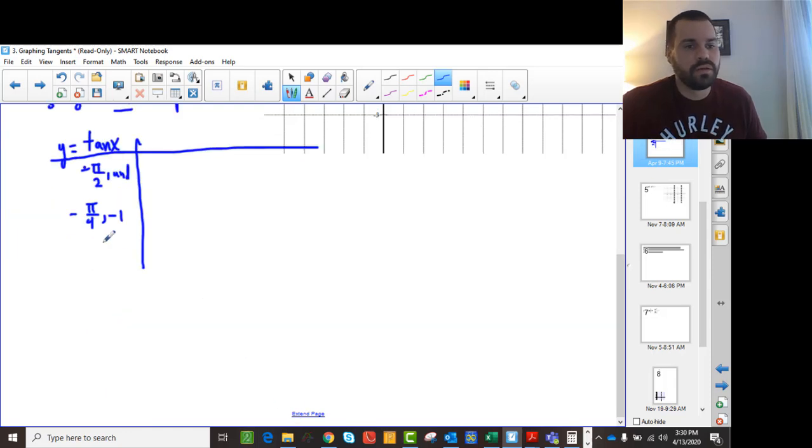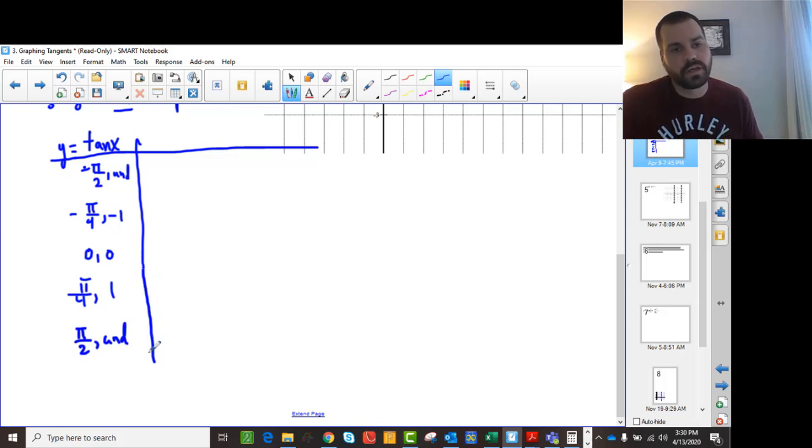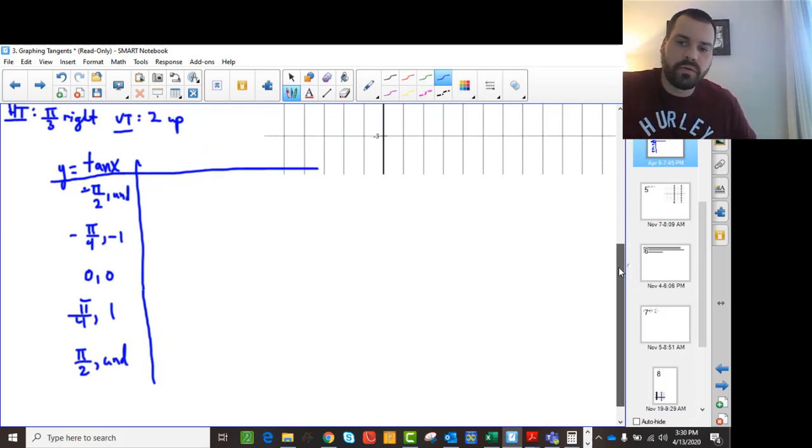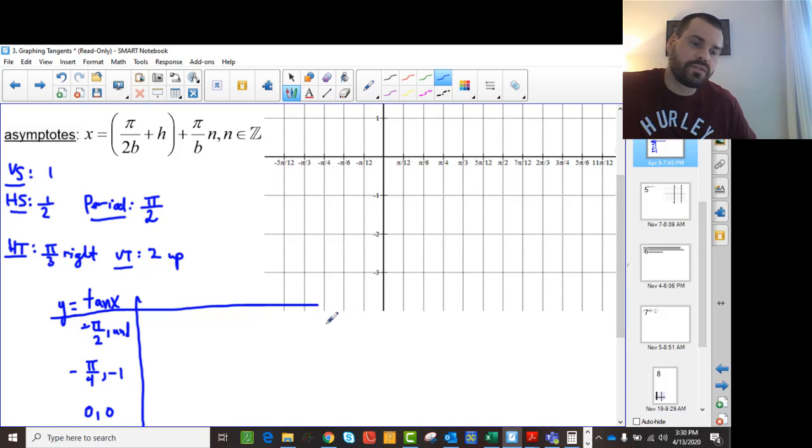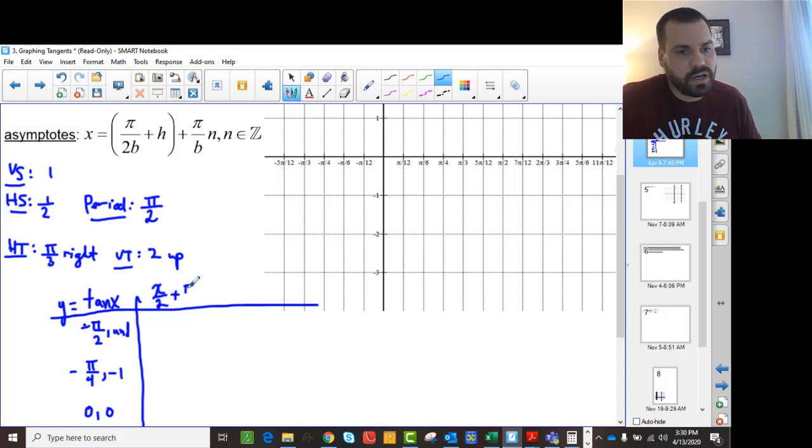Then I'm going to do 0 and 0, pi over 4 and 1, and then pi over 2 and undefined. So I'm going to start with that. Okay? And then I'm going to do x over b plus h. So that's going to be x over 2 plus h. H is pi over 3. Okay, so minus pi over 2.